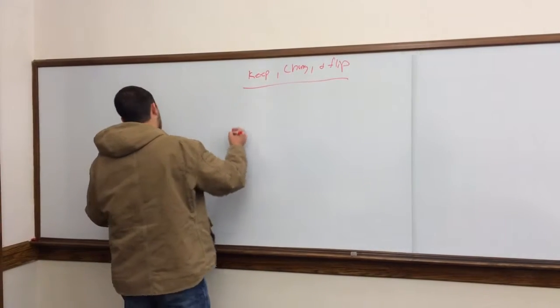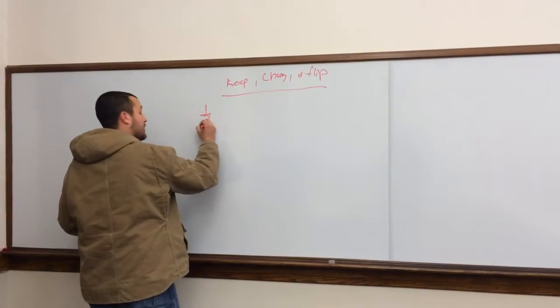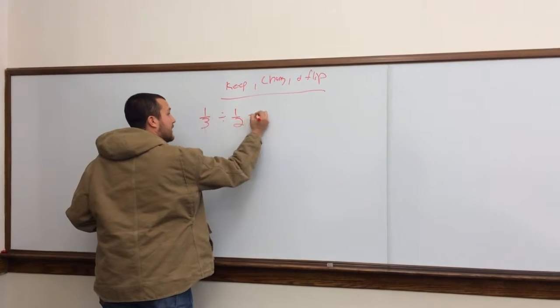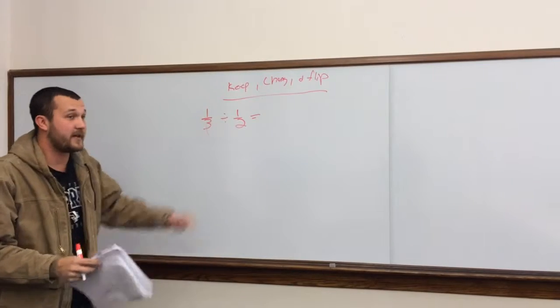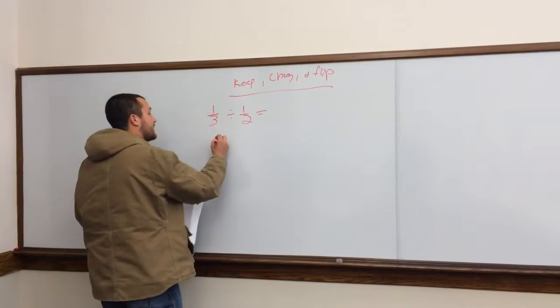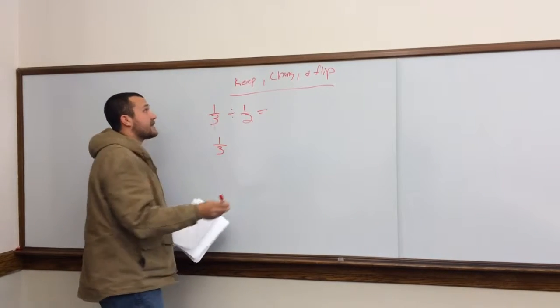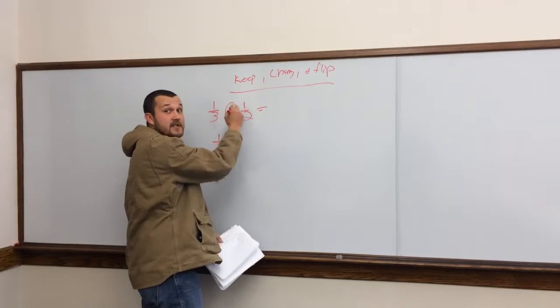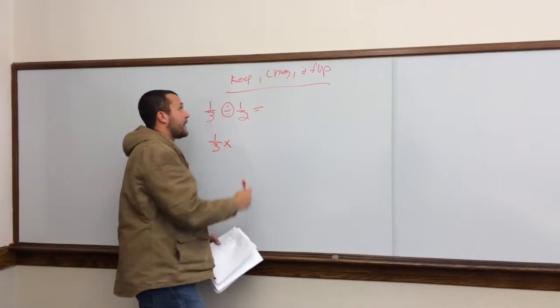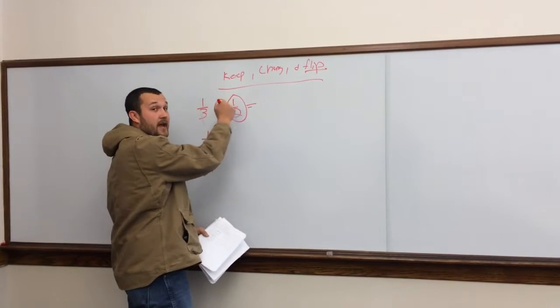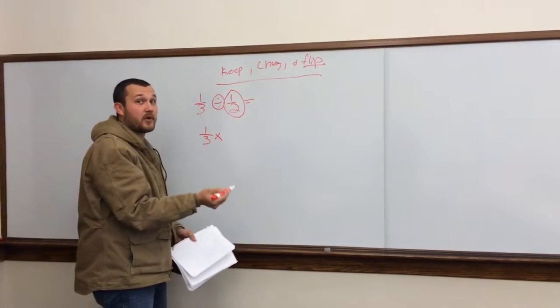Okay, so the first one I have for you is 1/3 divided by 1/2. That equals. So our first step would be to keep. We're always going to keep our first one the same. So we're going to keep 1/3 the same. The next thing we're going to do is change. We're going to change our division sign to a multiplication sign. And the last thing is flip. We're going to flip our last one here, and we're going to use the reciprocal of it.